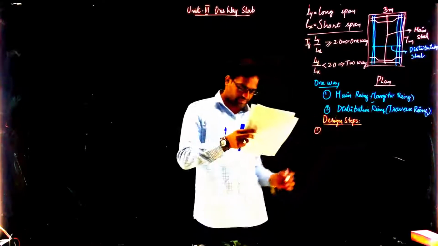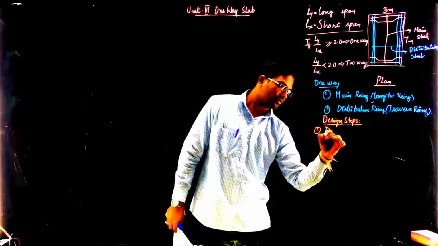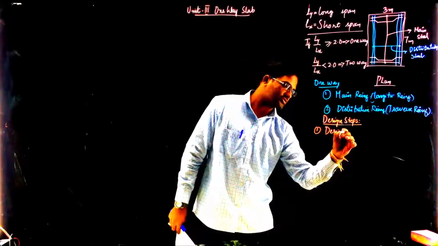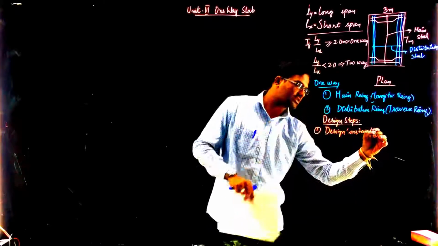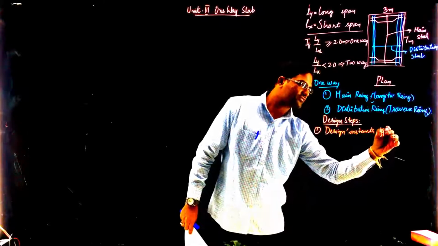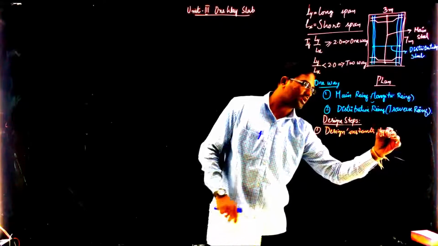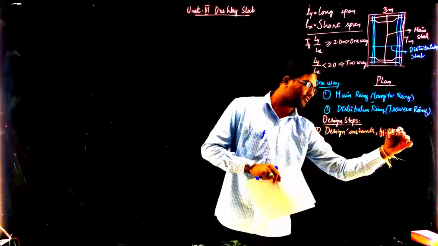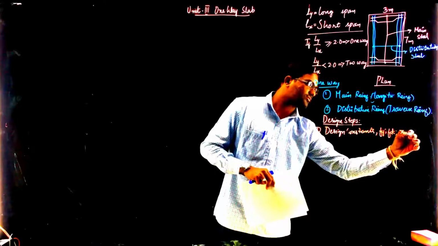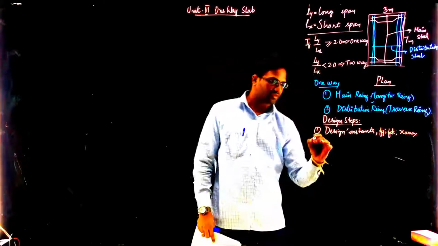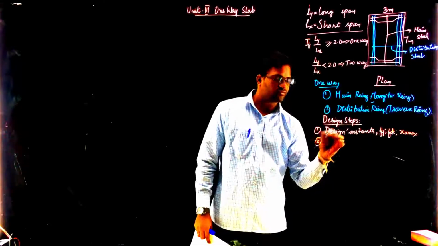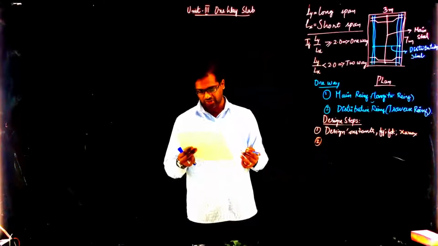So the first step is to enumerate the design constants. Design constants are fck, fy, and what else do we have? We have xu max values. These are all values we need to calculate, right? If it is not given, we have to assume it and start from there.